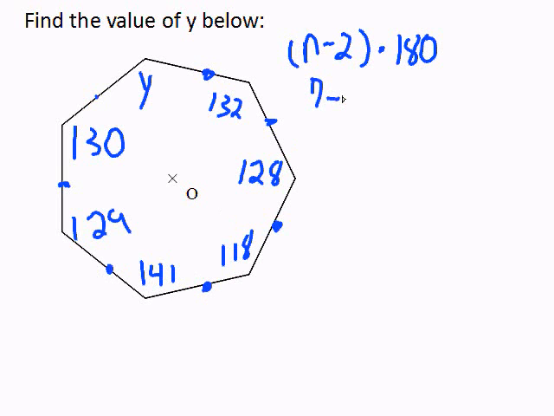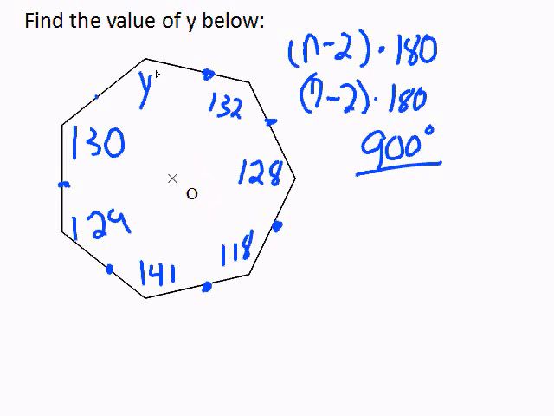So we go 7 minus 2. We take 2 away from 7. Then we multiply by 180. And you should get a total of 900 degrees. Well, that means all of these angles inside should add up to 900 degrees.